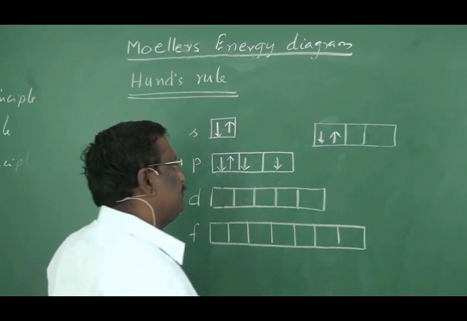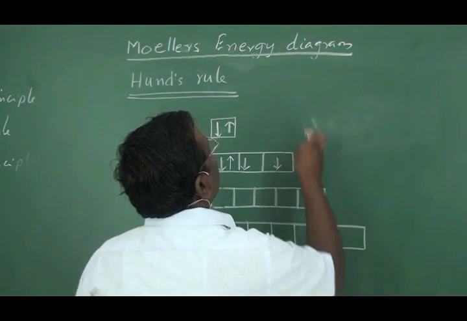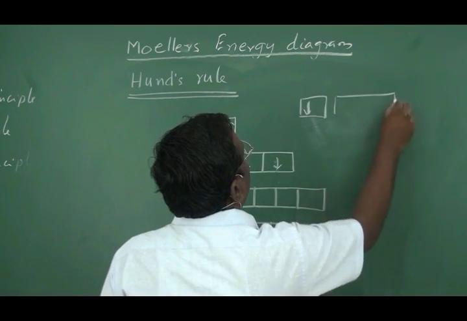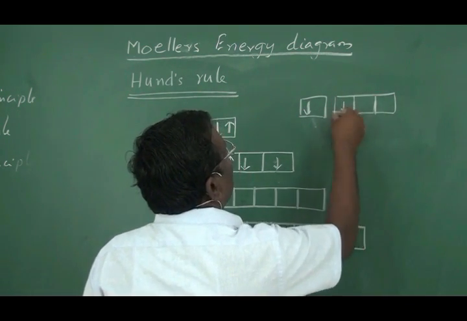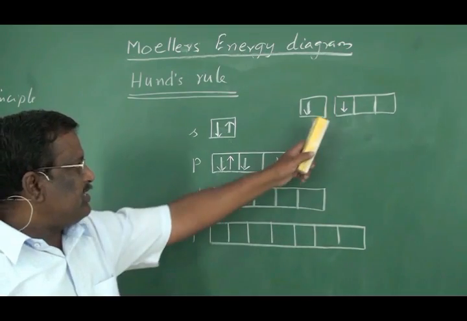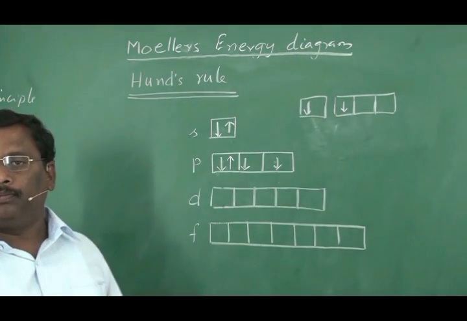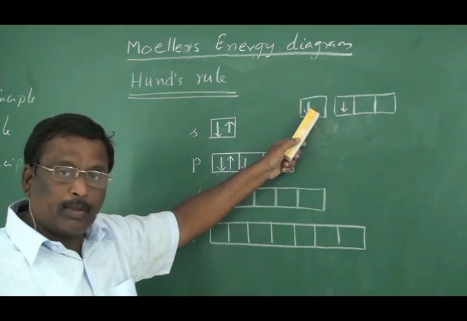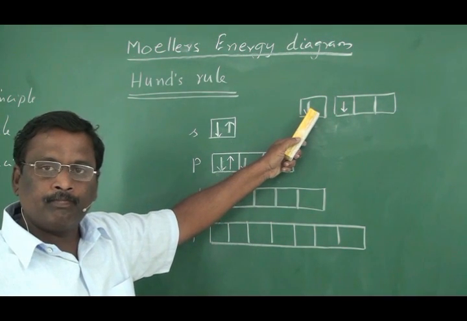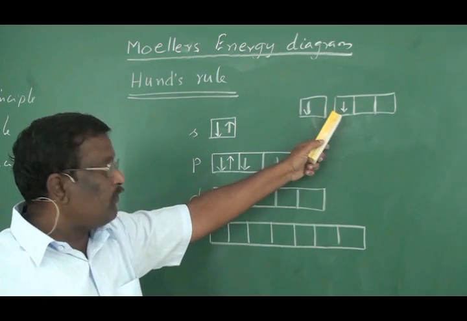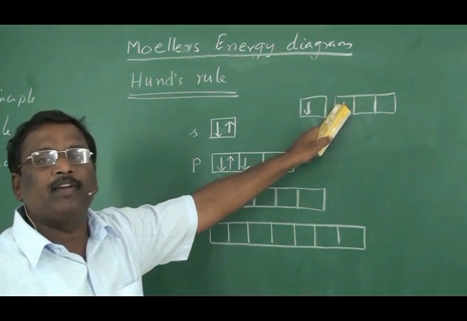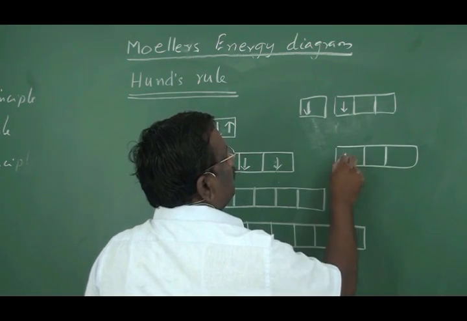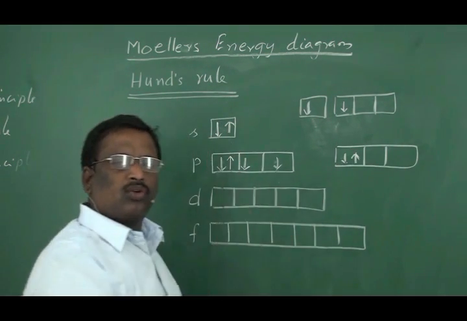Suppose in some other atom, the electron configuration is represented like this. This is against the Aufbau principle, because the electron will enter into this orbital only when the previous orbital is completely filled. So this configuration is against the Aufbau principle, and the previous configuration is against Hund's rule.